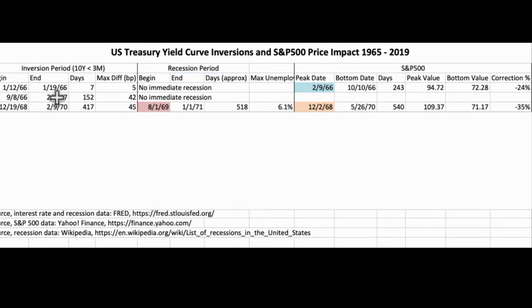The 1966 and 67 one, the yield curve may have inverted in anticipation of a recession because the Vietnam War was starting up, and it may have been induced by fear and concern, but one did not really occur until a couple of years later. So that's an example right there of how you could have a yield curve inversion, and it doesn't necessarily mean that you're going to have a recession.